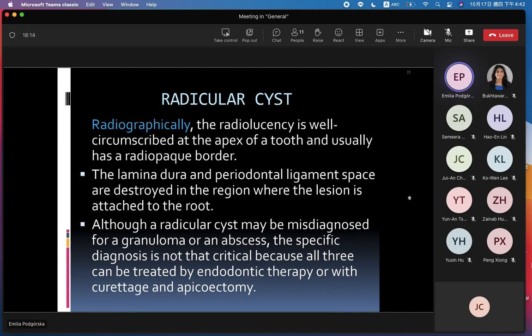Radiographically, the radiolucency is well circumscribed and at the apex of a tooth and usually has a radiopaque border. The lamina dura and periodontal ligament space are destroyed in the region where the lesion is attached to the tooth. Although a radicular cyst may be misdiagnosed as a granuloma or an abscess, the specific diagnosis is not that critical because all three can be treated by endodontic therapy or with curettage and apicoectomy.